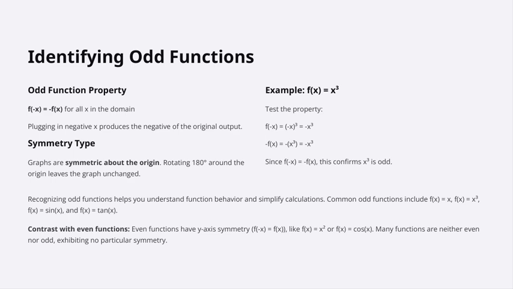Now it's useful to contrast this with even functions. Even functions satisfy the property that f(-x) equals f(x), which means their graphs are symmetric about the y-axis. For example, f(x) equals x squared or cosine of x are even functions. It's also important to note that many functions are neither even nor odd. They don't exhibit any particular symmetry. Recognizing whether a function is odd, even, or neither can really give us insights into its behavior and make working with it much easier.